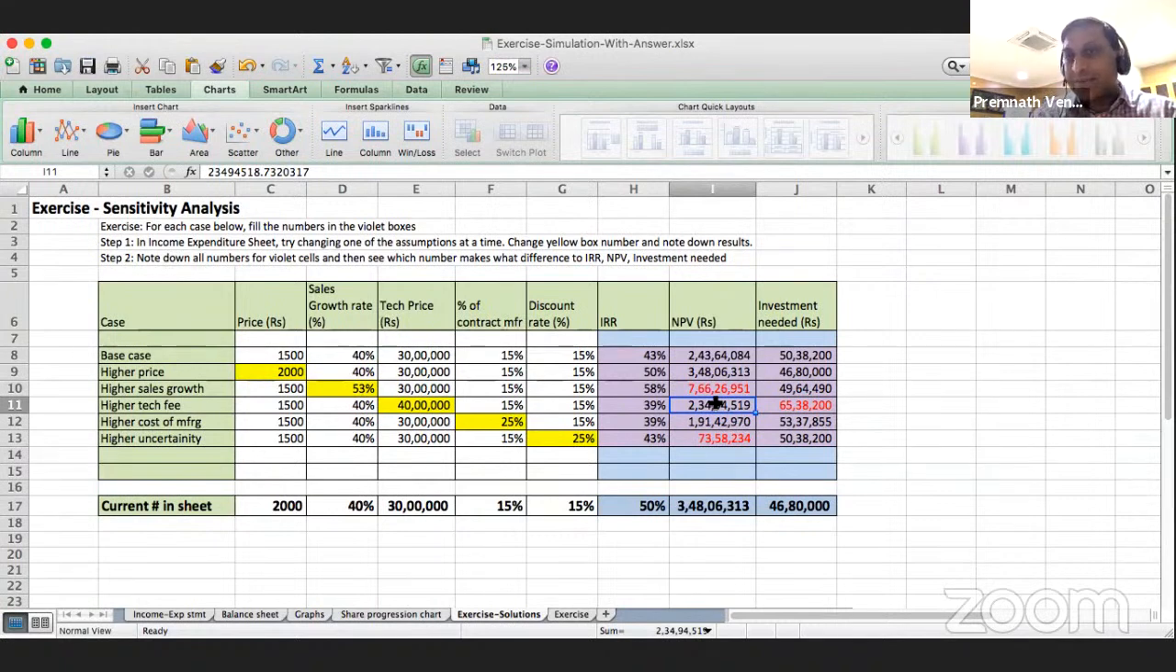So having very stiff tech transfer terms decreases your ability to raise money at attractive terms. That's a message also for some of the people from academic environments, that they need to understand that that's something which does happen. Investment needed is also higher, obviously, because you were paying a lot more here, so you needed more investment. So the guy has to plan to raise more money accordingly, right? The cost of manufacturing goes up, right? And your IRR drops, your NPV drops.